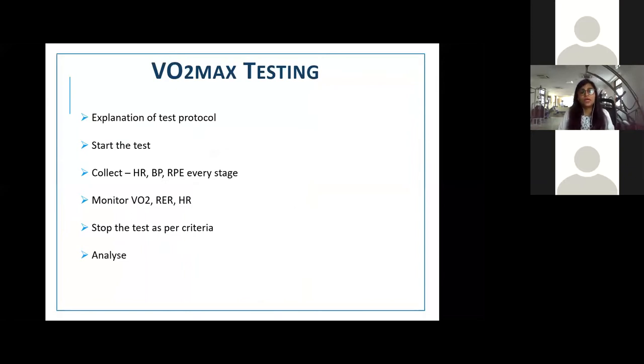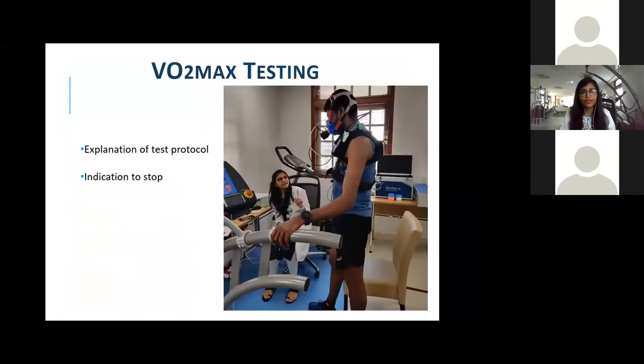Now there are a few steps that we follow while we are doing the testing. I'll show you one by one. In this image, it may appear that I'm scolding him, but I'm just talking to him and explaining the test protocol, what is expected from him and what is his indication to stop. As you can see, this mask is tightly fitting and we don't want them to talk when they are doing the test, so usually we communicate in sign language. It is important to clear that from the beginning, what their indication for us to stop the test is, so that we can easily respond.